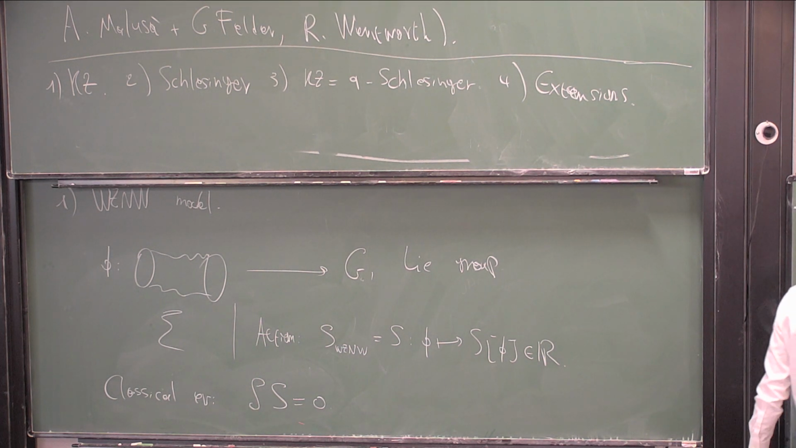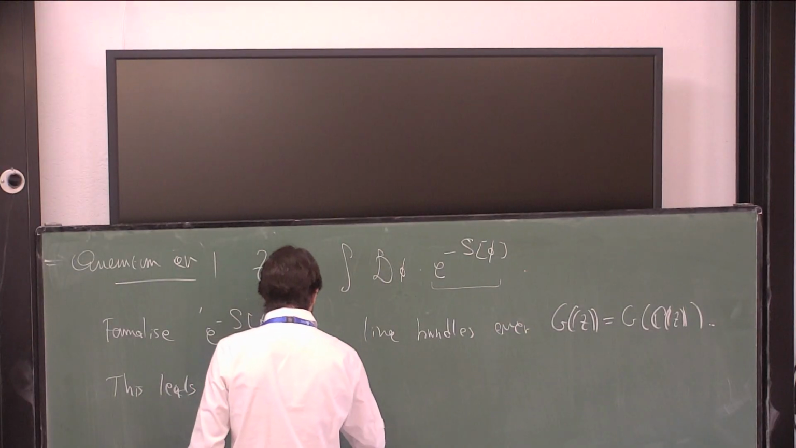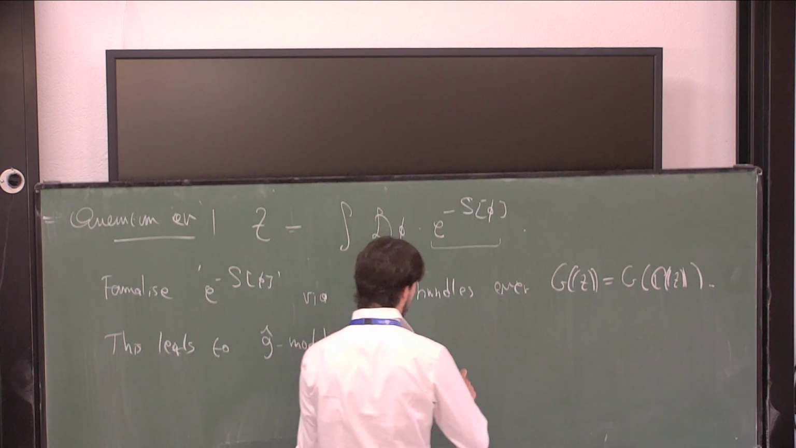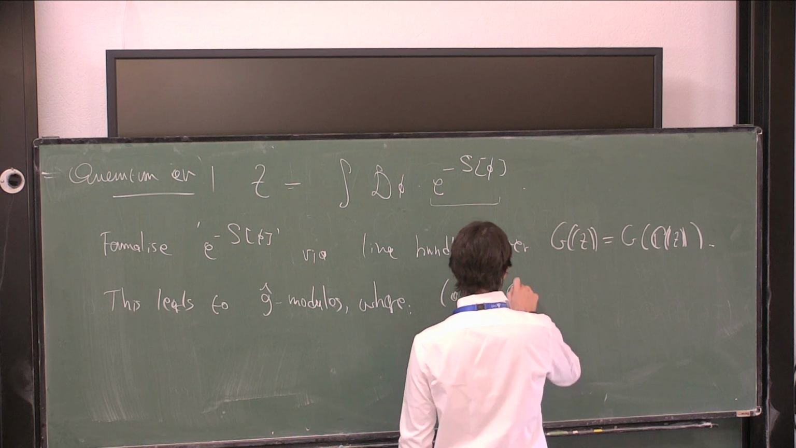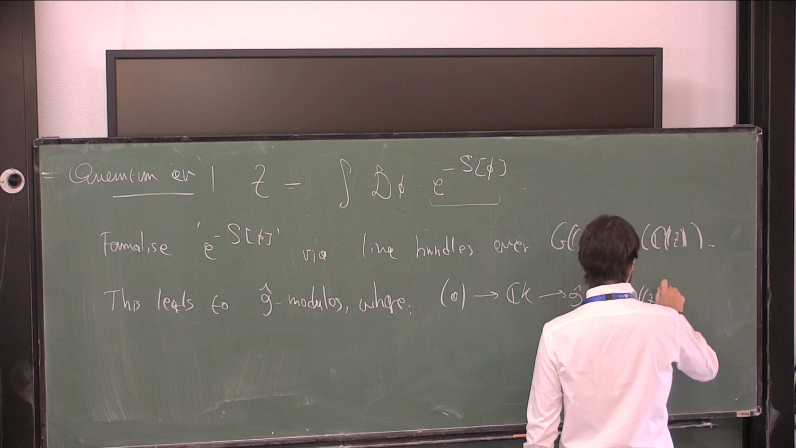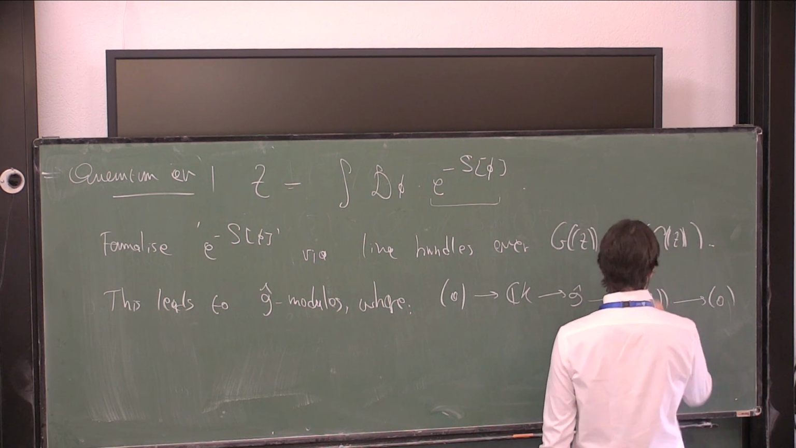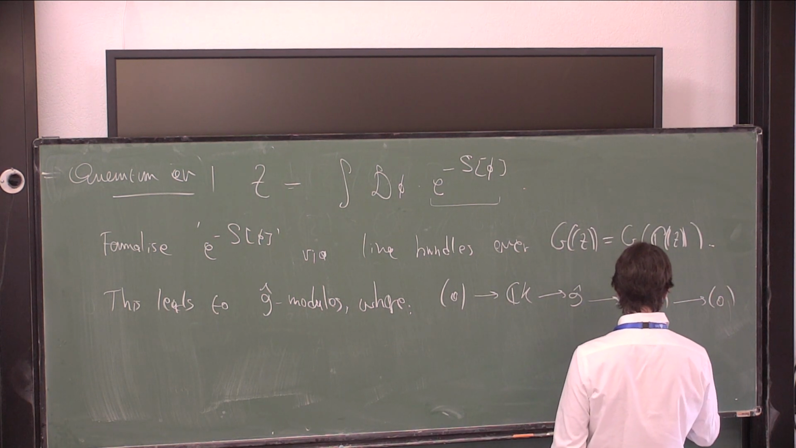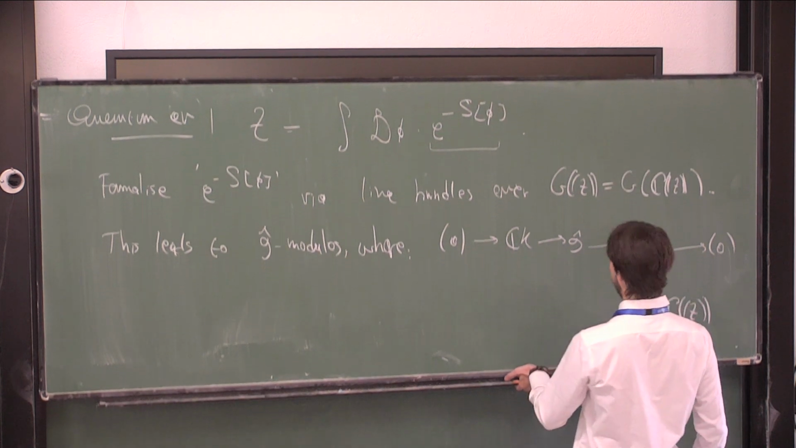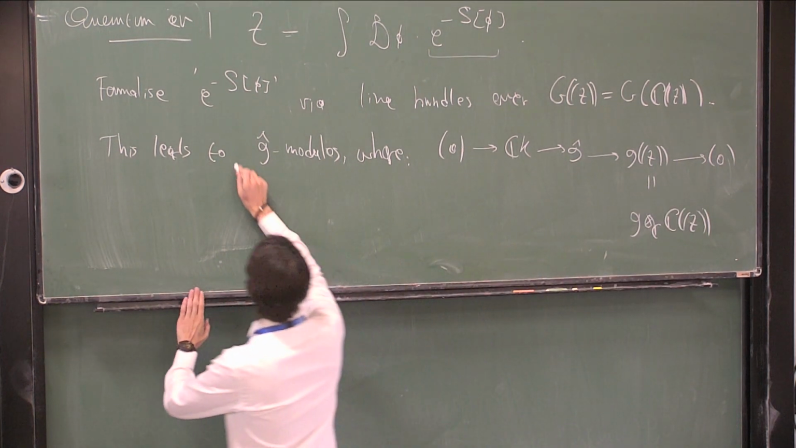Okay, so now I will write something. This leads to G hat modules, where I consider the standard central extension of the loop algebra, which is literally just G tensor the formal Laurent series, which are actually highest weight.